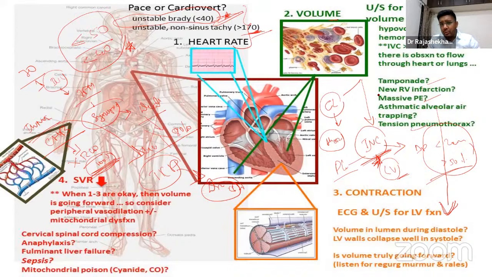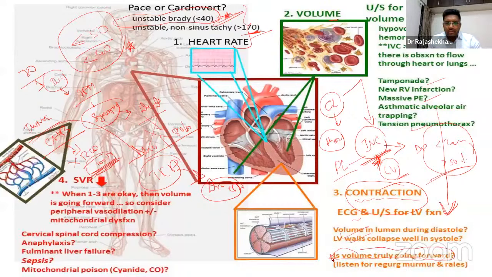Then if the volume status is normal, you assess the contraction of the heart, or the type of cardiogenic shock. Get the ECG. If it is obvious in the ECG, it's okay. If not, then assess the echo, assess the ejection fraction, assess the valvular regurgitation, especially if it is occurring acutely. So is volume truly going forward is a very important question.